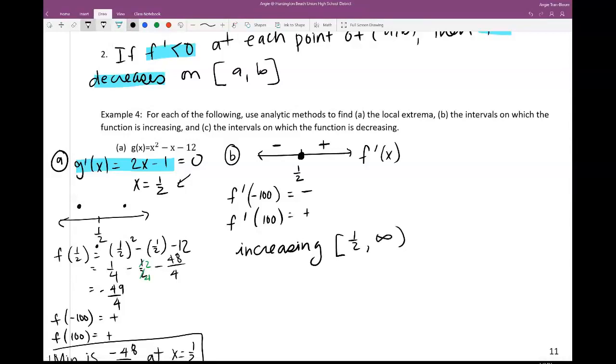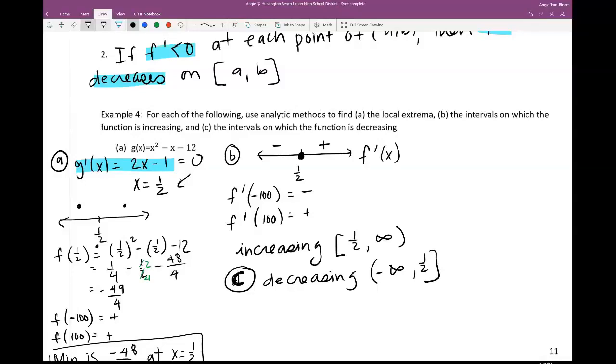Yay! And then part C said, tell me the decreasing part as well. So B and C are related. Decreasing from negative infinity all the way to 1/2 inclusive. And that's it. Easy peasy.